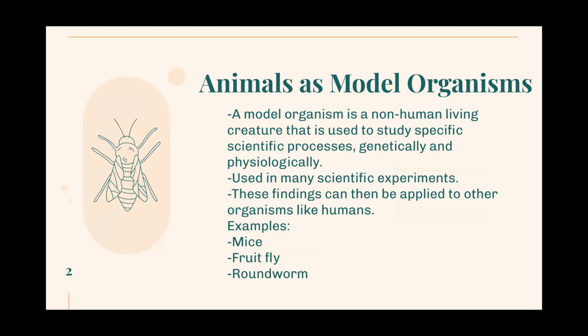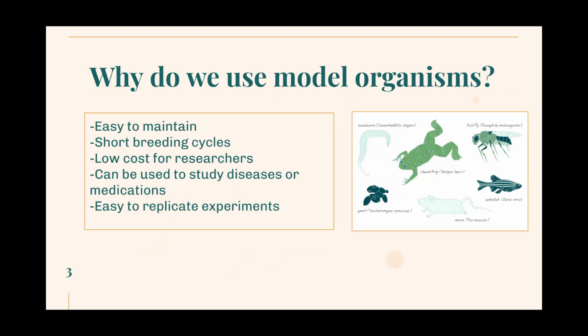Some common model organisms used in science are things like mice, fruit flies, and roundworms. So, just real quickly, why do we use model organisms instead of something like just bacteria on a plate? Well, the reason is that they're extremely easy to maintain. They require very little input from the scientists themselves. They have very short breeding cycles, so you're able to study many generations of them in a very short time. They also come at a very low cost for researchers, which allows them to be very accessible to many different labs across the country and then across the world.